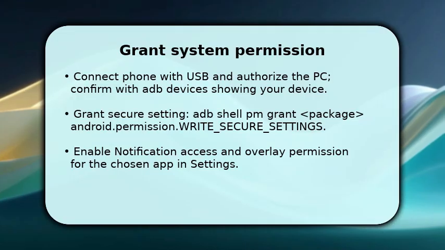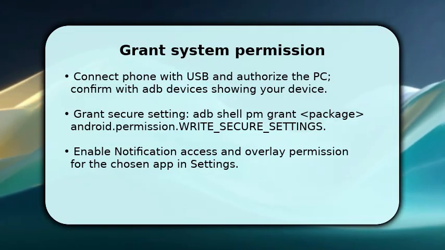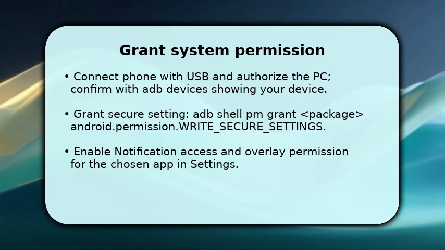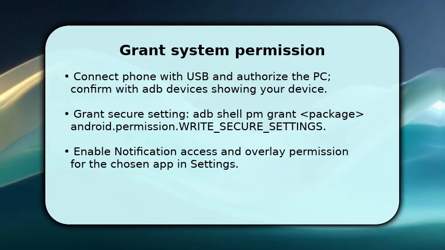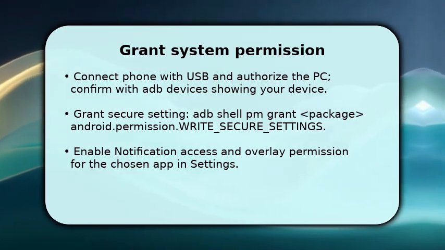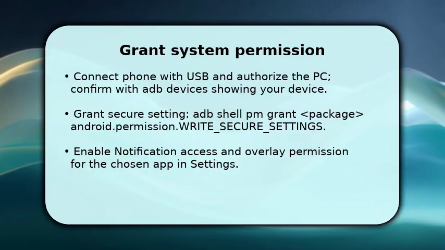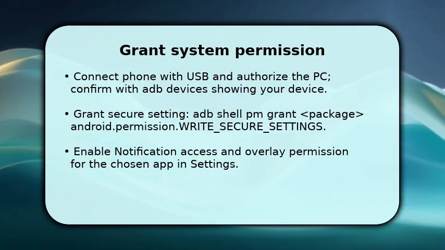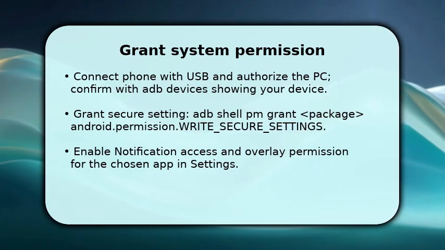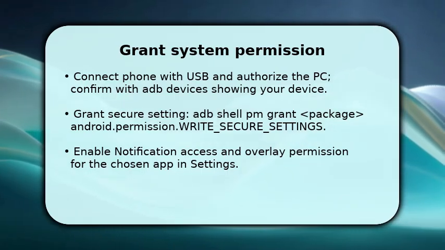Now you grant the app the system permission that actually changes the drawer. With the device authorized, run adb shell pm grant your.app.package android.permission.WRITE_SECURE_SETTINGS. This single command lets the app modify the secure settings that control the notification panel.